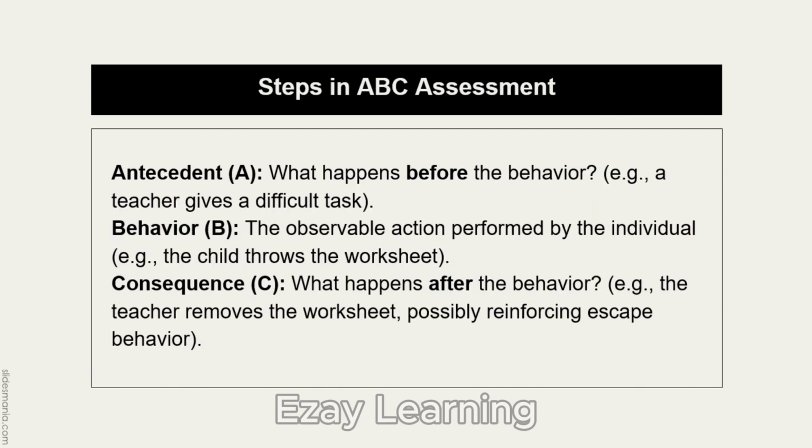The steps in ABC assessment include recording the antecedent, like what happened before the behavior. For example, a teacher gives a difficult task. Behavior is also added, the observable action performed by the individual. For example, the child throws the worksheet. Consequence is what happens after the behavior. For example, the teacher removes the worksheet, possibly reinforcing escape behavior. So the child now knows that throwing the worksheet helped in escaping that work. So this behavior of throwing the worksheet can be reinforced by this consequence.